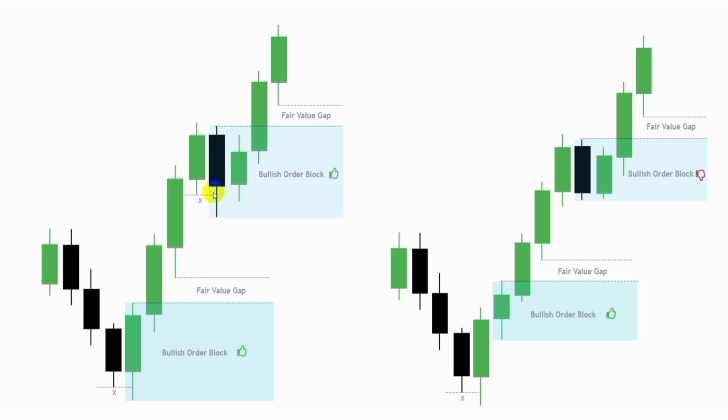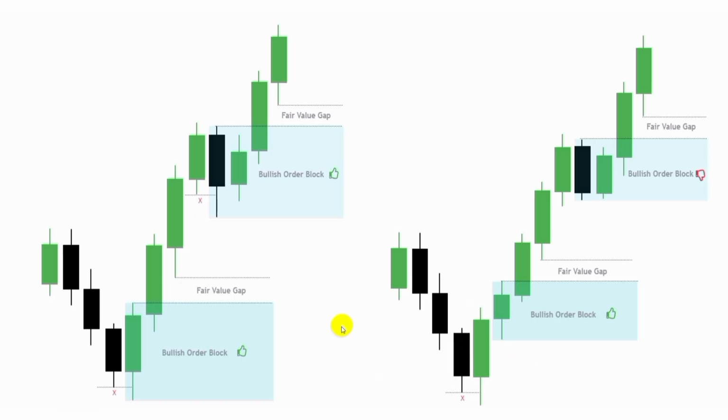Price took out liquidity, price creates a fair value gap. The expectation is to see price return, fill the fair value gap, and continue bullish. Now in this other example, you can see that this is the last down close candle. So basically the bullish order block is actually the last down close candle before the bullish move. Please, you guys should take note of that. The bullish order block is actually the last down close candle before the bullish move.